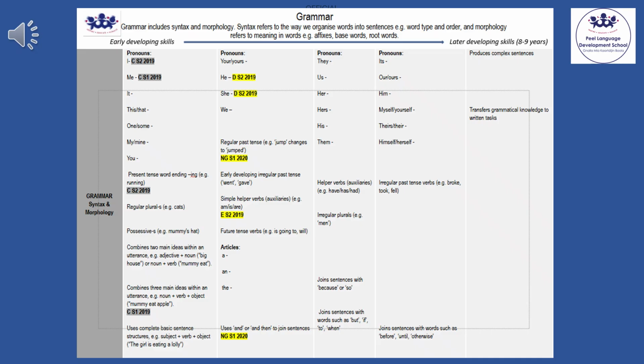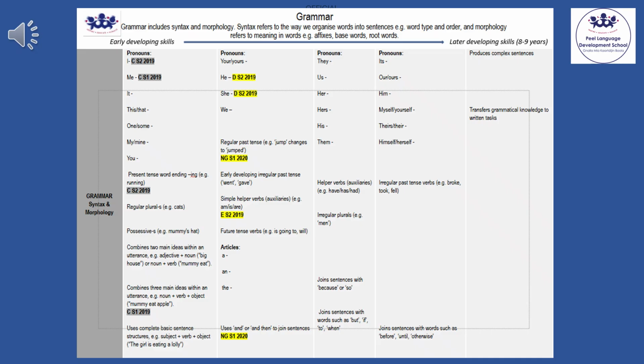Another common goal that may be set for your child is about learning to include what we call auxiliaries or helper verbs. So these are those little words like am, is and are, or have, has and had. And often students with language difficulties will leave these little words out of their sentences or not use them consistently.